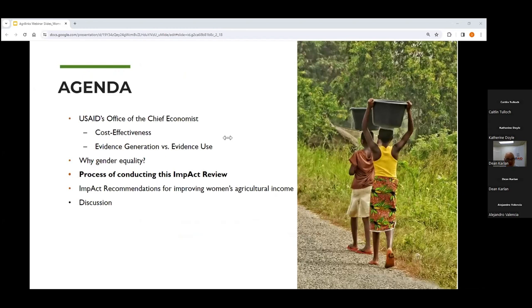So given the importance of this topic and the availability of a growing body of evidence to support decision-making, OCE last year embarked on an improved activity cost-effectiveness, we call it ImpAct, review, with partners in the Bureau for Resilience, Environment, and Food Security, REFS, as well as colleagues in the IPI Gender Equality and Women's Empowerment Hub. So I'm going to hand over to my colleague, Caitlin Tulloch, who led that review, to share it with us.